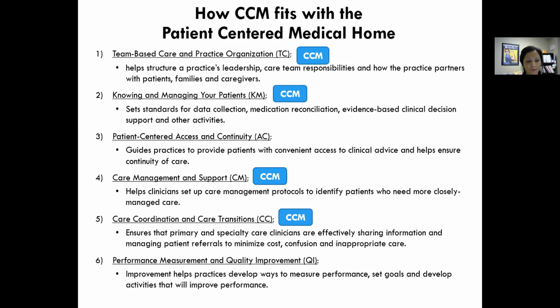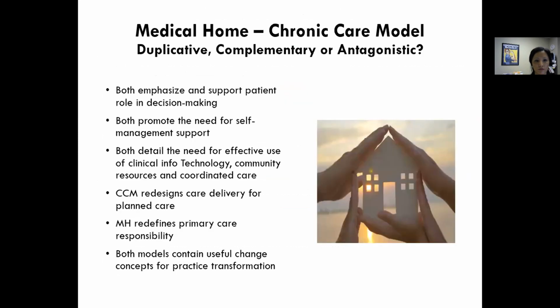So when you look at the patient-centered medical home, it's a more comprehensive model of everything that needs to be done. But all of the components that are in the chronic care model are in the patient-centered medical home. So you're not duplicating effort here, you're not having to do two different models. They actually fit very well together. Both of them emphasize the importance of supporting the patient in their role as a decision maker.